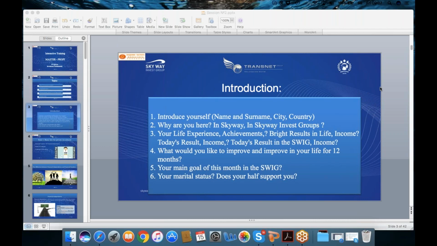So your main goal this month in Skyway is to stay focused every day to bring in some money, and also present the opportunity to as many people as possible, because we need, of course, more people to hear about this. It's really important that we do not act like secret agents and just keep it to ourselves. We have to go out and be free and talk to everybody. Just ask them if they want to hear about this great opportunity.